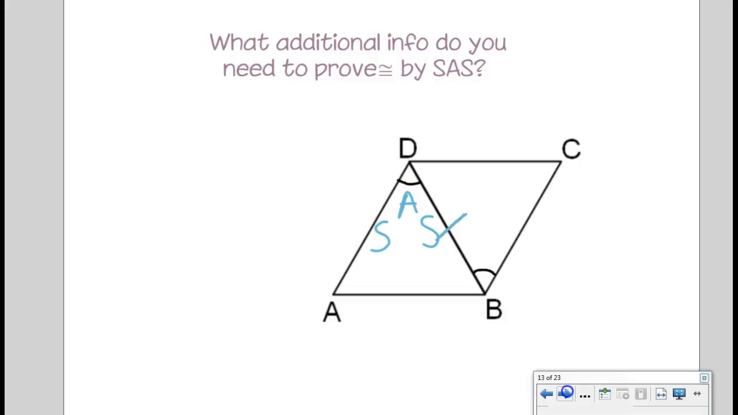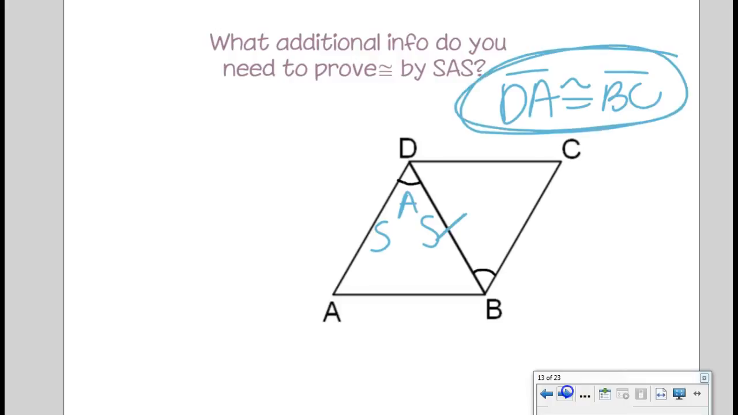Where do the tick marks need to go? They need to go on DA, and they need to go on BC. On our answer, do we write tick marks in our answer? No. We need to write what is geometrically appropriate to write. Tick marks are just like street talk. That's just how we talk in class. But the actual geometrically correct answer is DA needs to be congruent to BC.